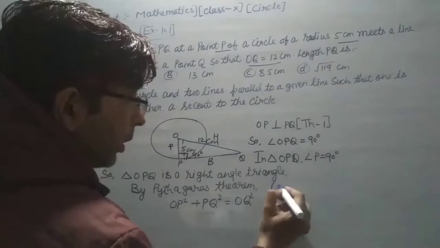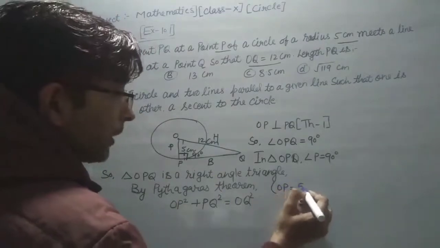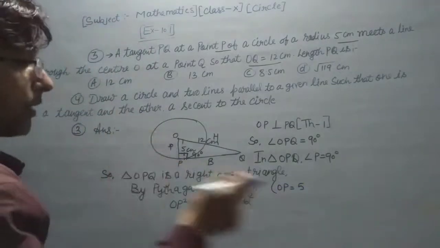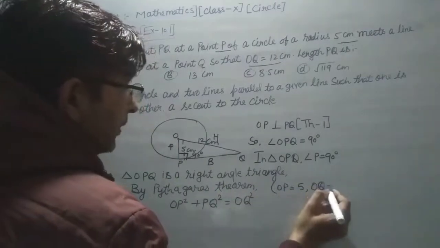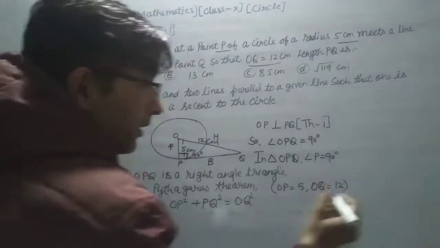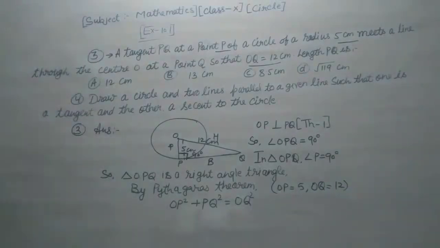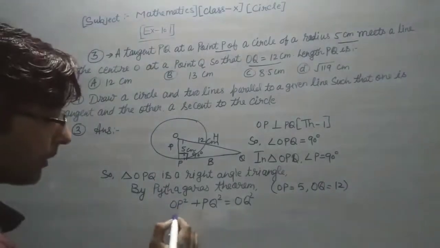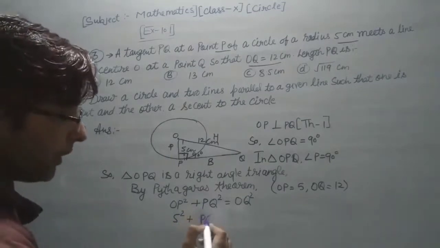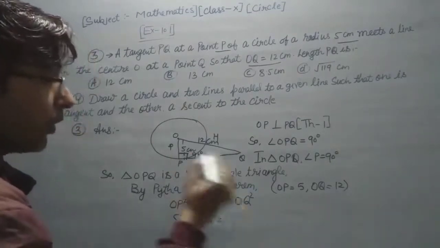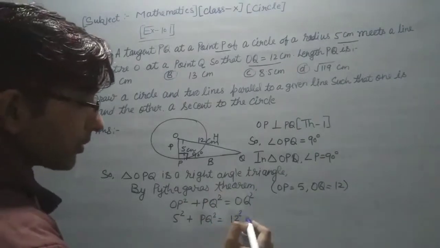And you very well know OP is equal to 5, because this is the radius, and OQ is equal to 12. Now you have to put the value and find your answer. So OP is equal to 5, 5 square. PQ you have to find. So PQ square is equal to OQ square, which is 12 square.